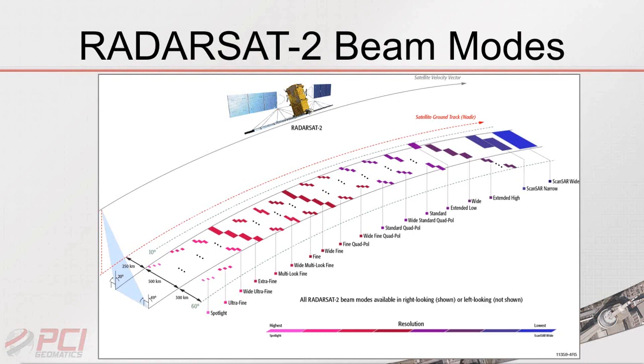And so the little squares that you're seeing here show the different beam positions that are available for each of the different beam modes. And one that we're going to talk a little bit about throughout my presentation this morning is our Extra Fine beam mode, which is down towards the bottom end of the scale. It's a very unique beam mode even for RADARSAT-2 and is completely unique in the SAR space in that it gives you a 5-meter resolution product, but also gives you a swath width of nominally 125 by 125 kilometers.